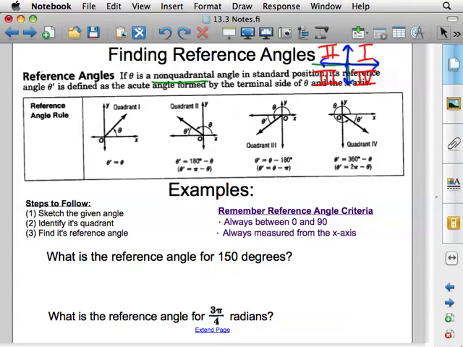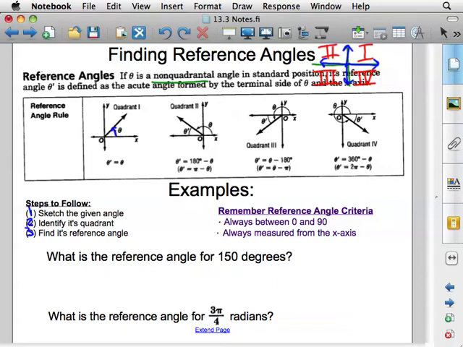So to find our reference angles, you sketch the graph. We can follow these steps. First, we're going to sketch the given angle. Second, we're going to identify the quadrant it falls in. If it falls in quadrant 1, then theta is our reference angle. The reference angle is the angle that's created with the x-axis, the acute angle, so the smallest angle. Then, step 3, we'll find its reference angle. So if it's in quadrant 1, the theta, the angle, is the reference angle.